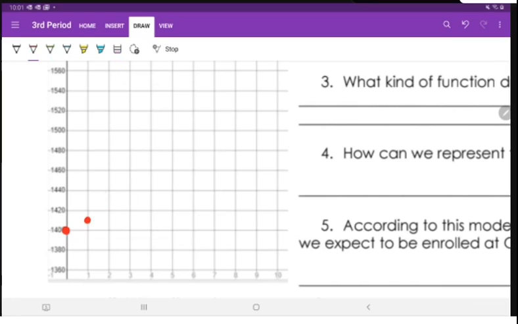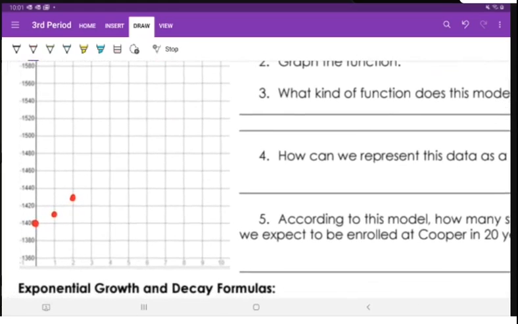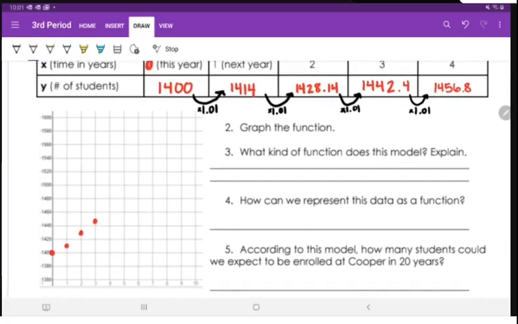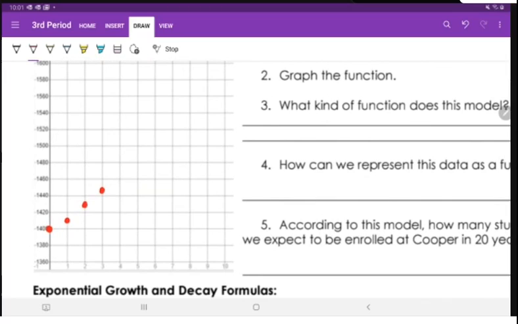Might have drawn that one a little too high. Just trying to get these close. Then 3, 1442. And 4, 1457-ish. I didn't do a great job of getting these points in the right spot, but they look close.